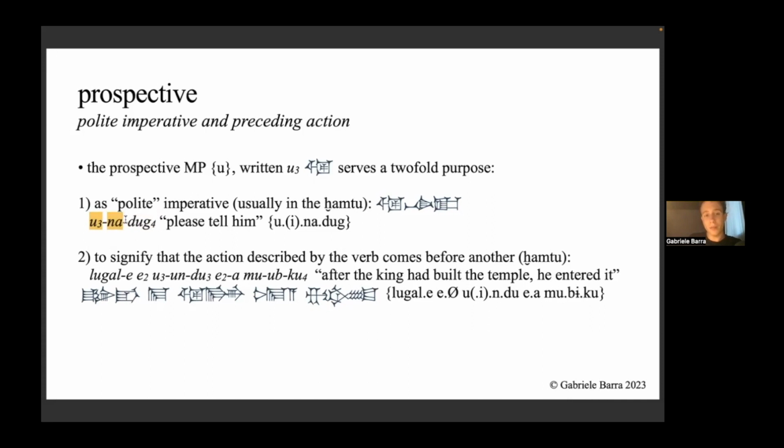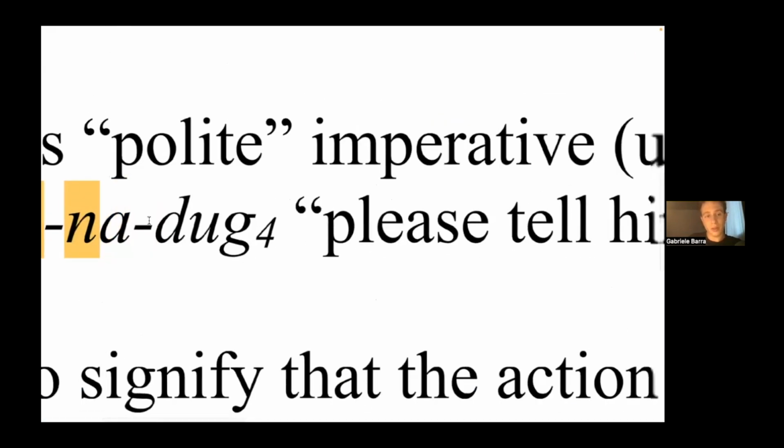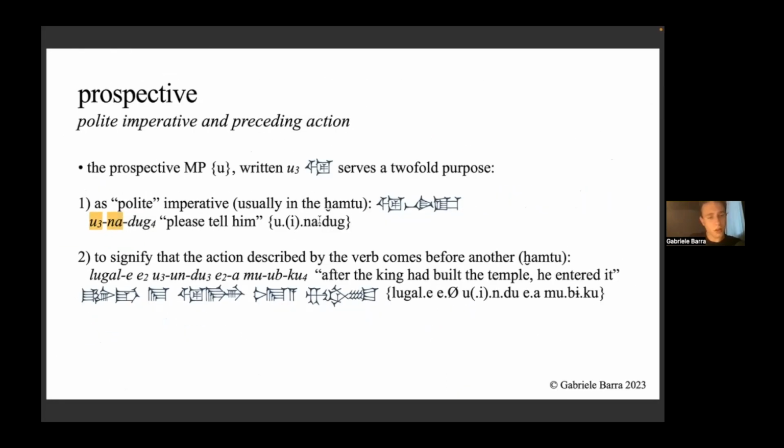Na, to him. Now here it's not written, but we have a second person e, which is not written because we have a vowel here. So in the writing it gets elided. I think it should be here. Probably forgot to add it. Dug, to say. So please say to him. This expression occurs very often in letters. So when we become a reading group, we'll see tons of that.